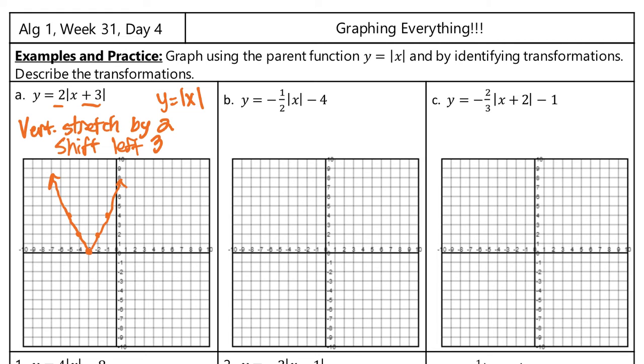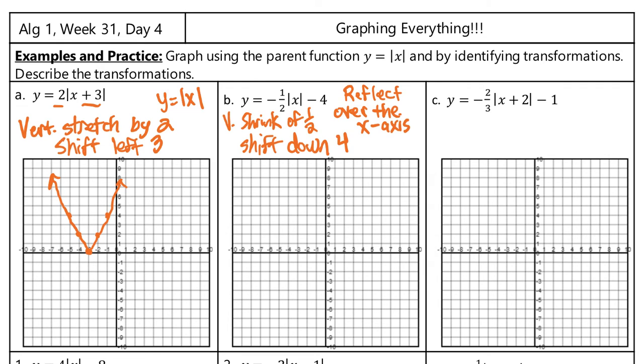Let's look at B. So we have this 1/2 in front, and it's negative. So those I like to think of separately. The negative is telling us to reflect over the x-axis, okay? The 1/2 is telling us that we have a vertical shrink or compression of 1/2. And then the -4 is telling us to shift down because it's on the outside. So that's 3 things we have to do all together.